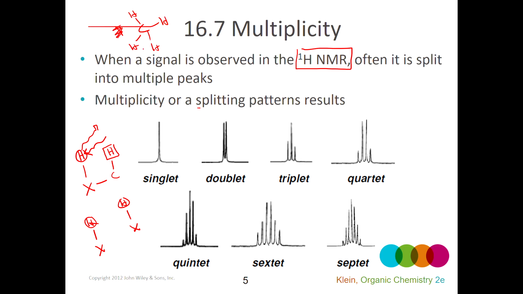These hydrogens are all equivalent to one another. Equivalent hydrogens can't split one another. So all four of these hydrogens are exactly the same on average, and that would produce a singlet. So when all the hydrogens are equivalent to one another, they produce a single peak.